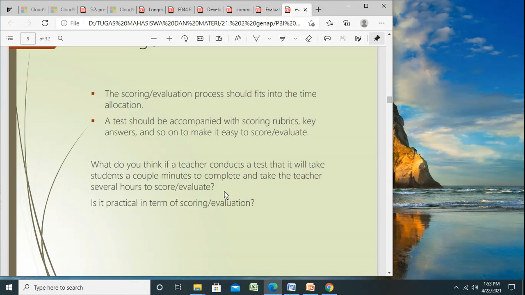And I have a question for you. What do you think if a teacher conducts a test that takes students a couple of minutes to complete and takes the teacher several hours to score and evaluate? Is it practical in terms of scoring and evaluation? I think you can answer the question in your academic system, based on the question that I have provided to you. You can answer yes or no, and you have to submit your answer with the opinion you have.